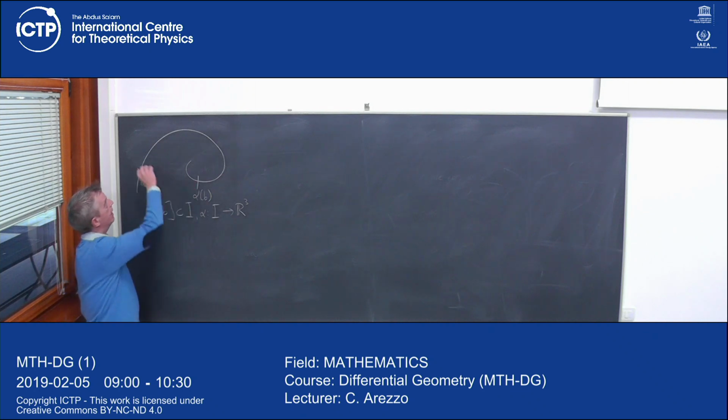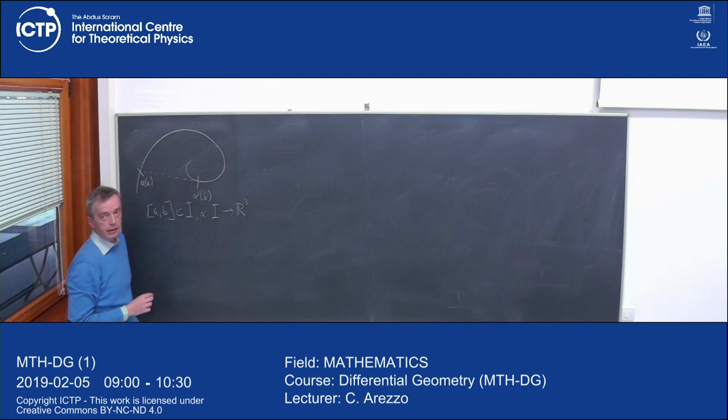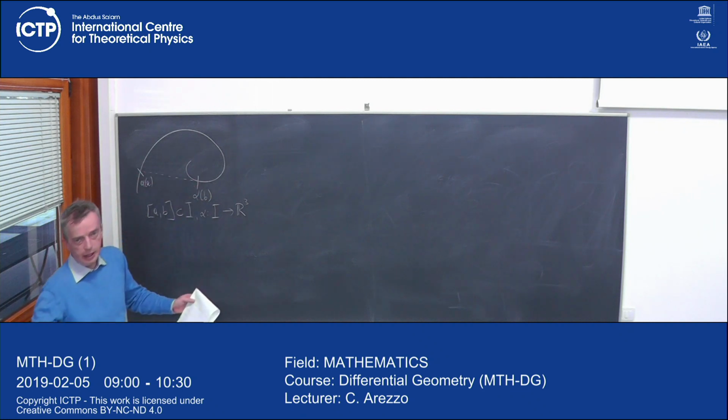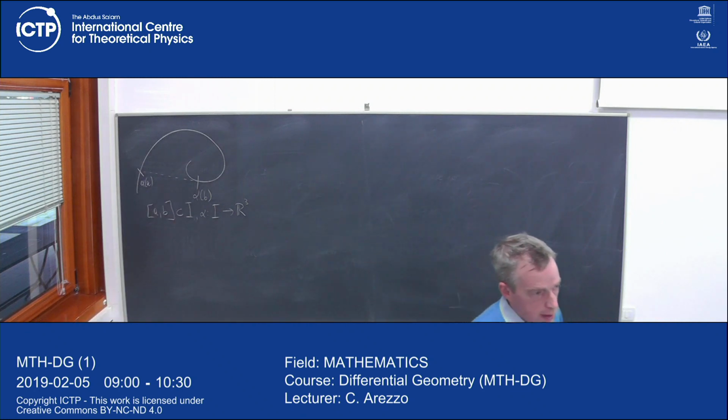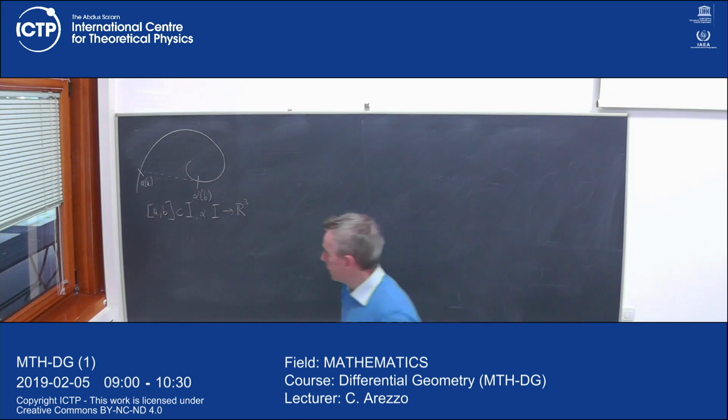Well, I compare the length of the curve with the length of this segment here. I take alpha of A, these are 2 points in R3. I measure how far they are from each other, and I say, well, this is the first approximation. This is, of course, a disaster, no? I mean, nowhere close to the final answer.